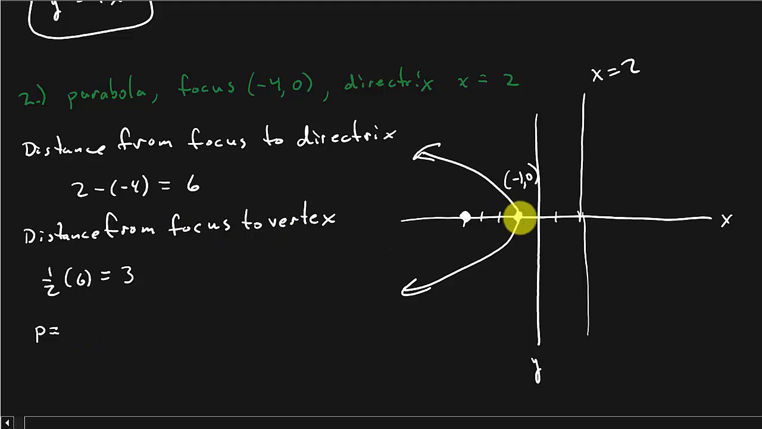Well, the distance from here to here is 3. The distance from here to here is 3. So we get P is -3. Now, how do we know P is -3? Well, this thing's opening to the left. So P is negative. Okay.